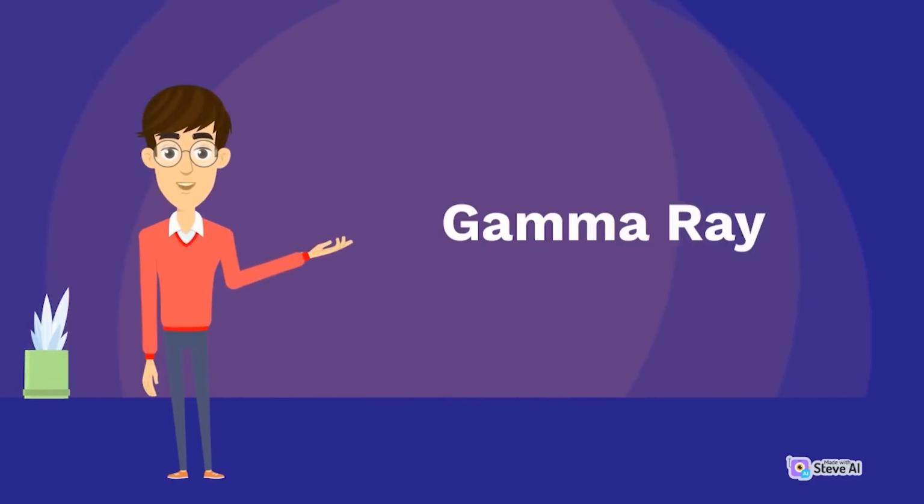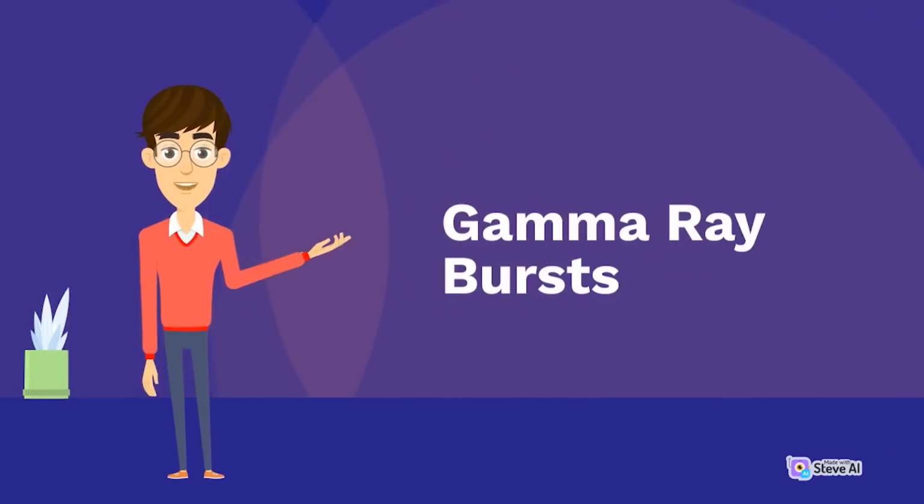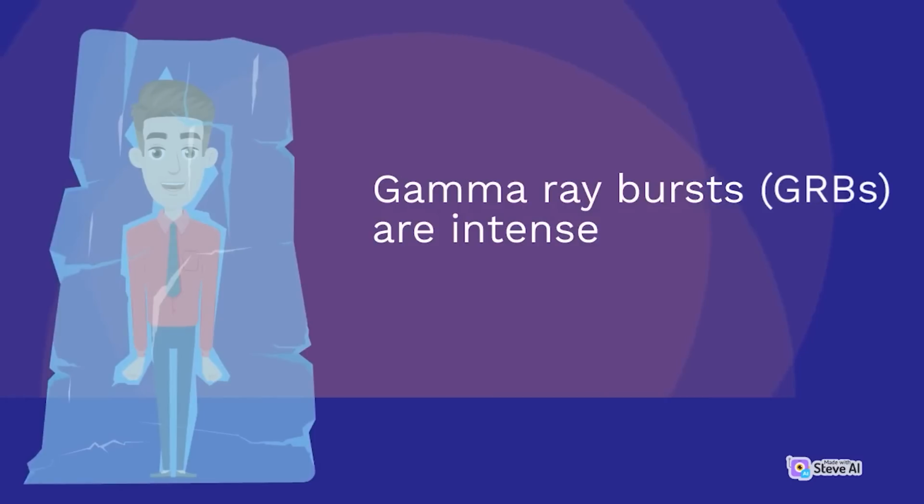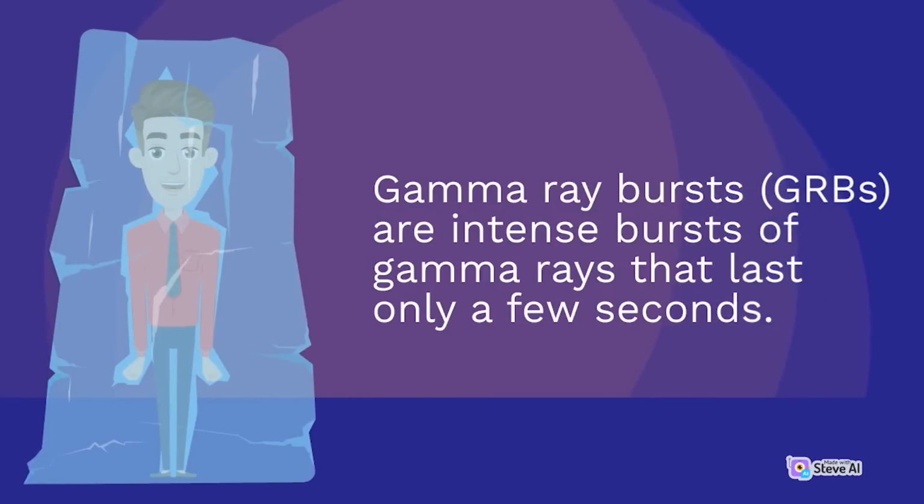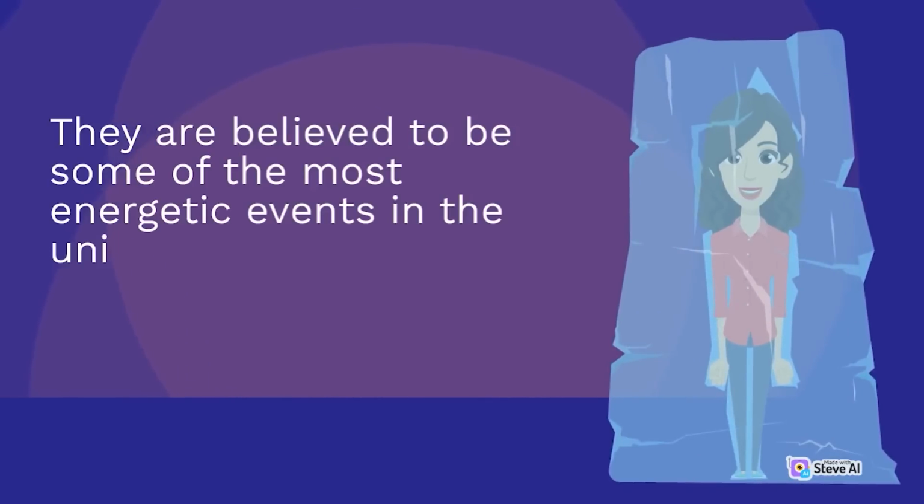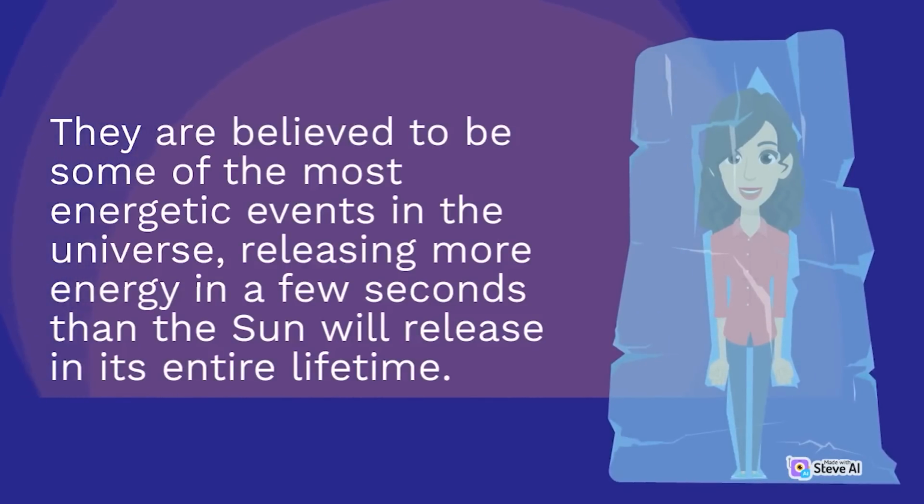Gamma ray bursts. Gamma ray bursts, GRBs, are intense bursts of gamma rays that last only a few seconds. They are believed to be some of the most energetic events in the universe, releasing more energy in a few seconds than the Sun will release in its entire lifetime.